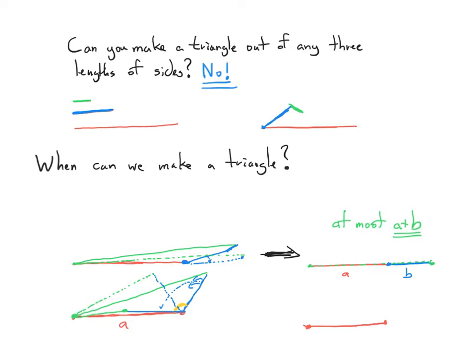So the limit it can be is, well, if B was right on top of A. And how long would this green line segment be here? Well, it would be the length of A minus B. So it's at least A minus B, where A is the longer of the two line segments. Maybe I'll write that here. A is longer of two.